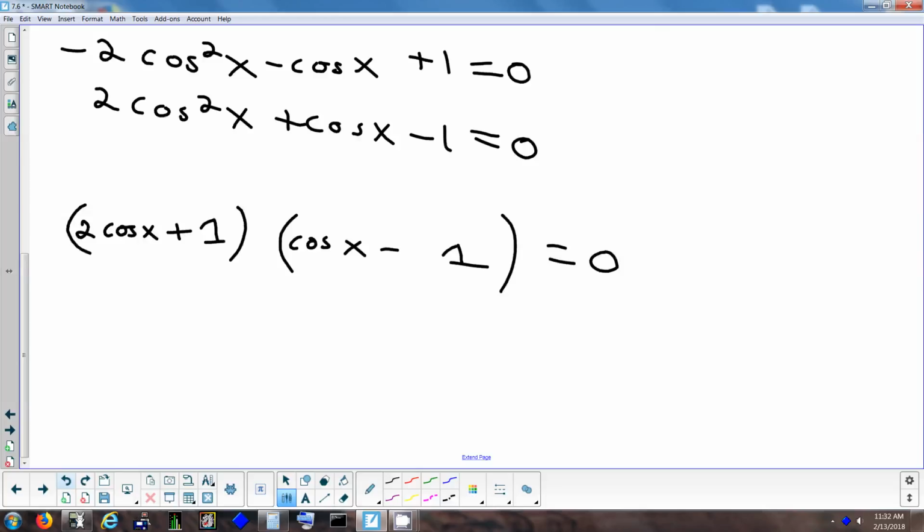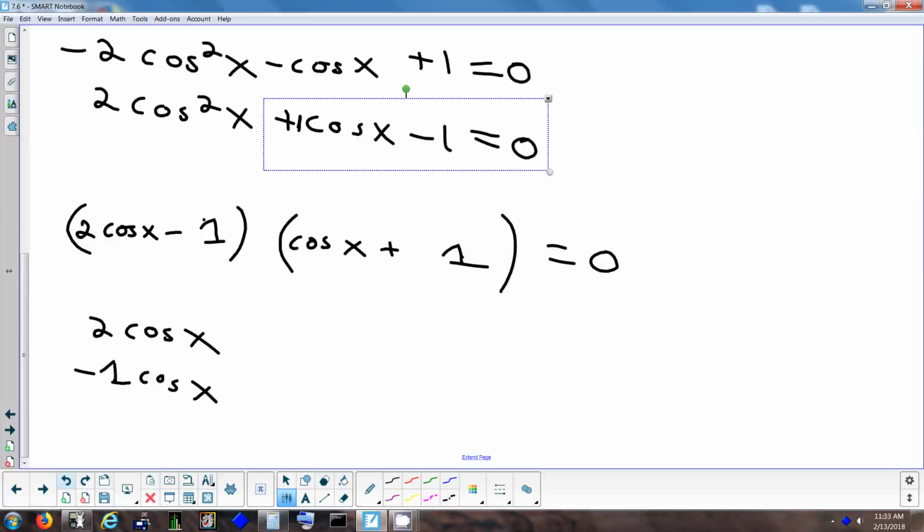If it doesn't, the only thing we can do is switch the signs. So we get 2 cosine times negative 1. That's a negative 2 cosine. 1 times cosine, that's a positive 1 cosine. What's negative 2 plus 1? I got negative 1. I wanted a positive 1 cosine. So we have to switch the signs. Now we get 2 times 1. That's a positive 2. Negative 1 times cosine. That's a negative 1. 2 take away 1. There's my 1. So now we factored it.